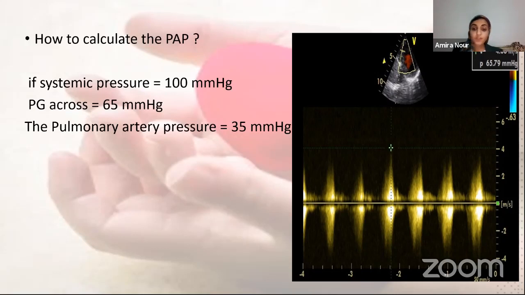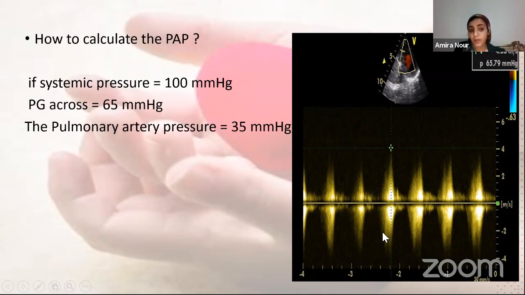Yes, we can measure pressure gradient by echo. As I said, we can use the continuous wave Doppler across the defect, but it should be perpendicular to the VSD in order to obtain an optimum, accurate measurement. If it is directly perpendicular to it, then you can obtain the pressure gradient, the pressure drop, or the pressure difference between the two ventricles.